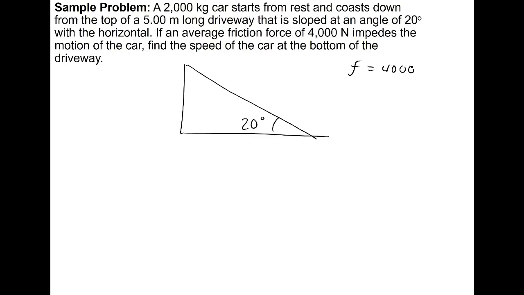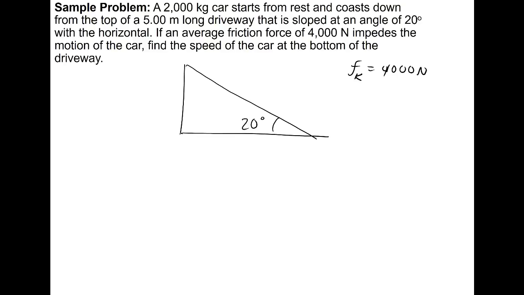Okay, let's see an example of this. A 2,000 kilogram car starts from rest and coasts down from the top of a driveway that is sloped at an angle of 20 degrees with the horizontal. An average frictional force of 4,000 newtons impedes the motion of the car, so that's a kinetic friction. Find the speed of the car at the bottom of the driveway.